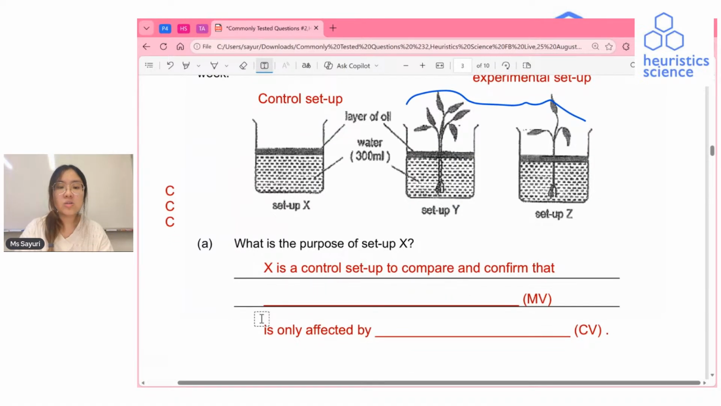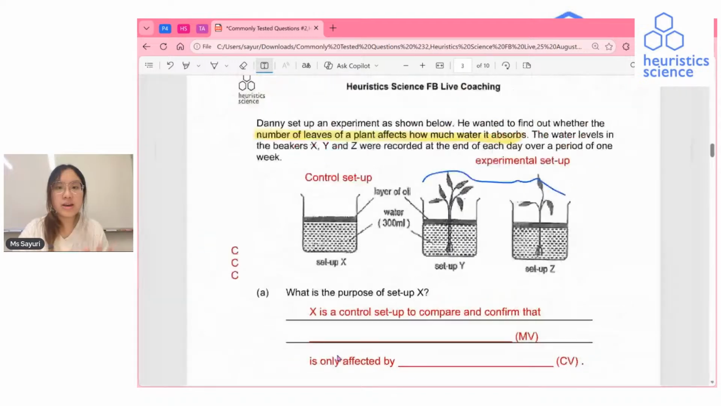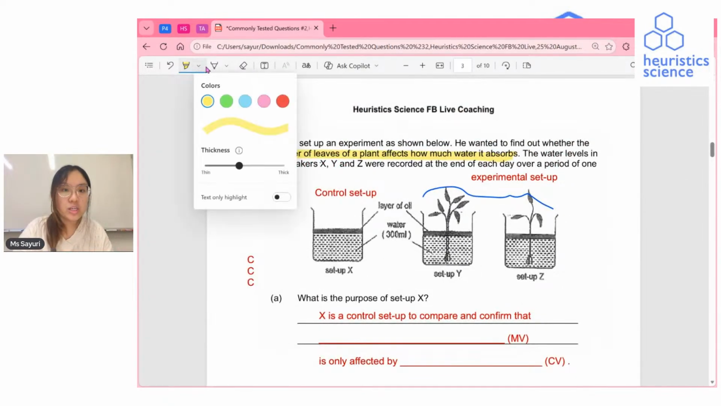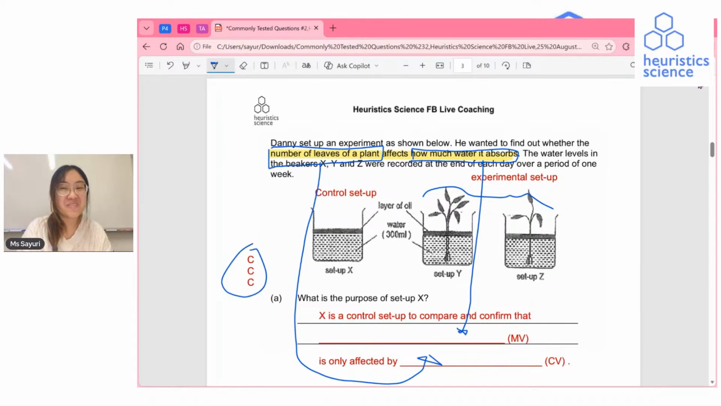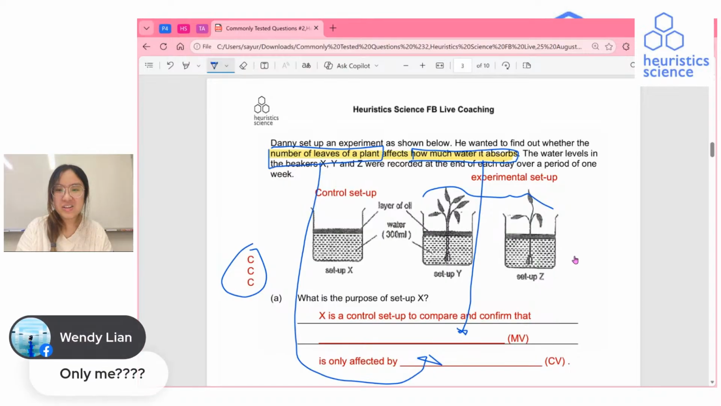Okay, can? So here we have, again, I'm not going to write it, the measured variable is how much water it absorbed, but you don't write it that way. You write how much water the plant absorbed, only affected by the number of leaves of a plant. That's it. So your key formula is the CCC formula. Can or not? Alright.